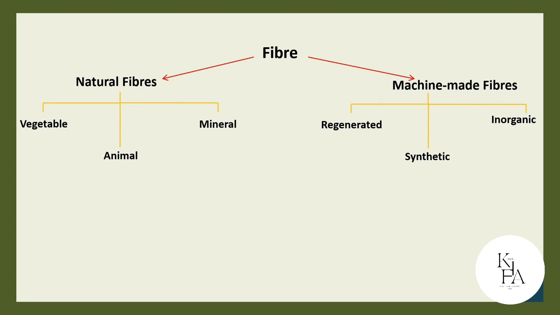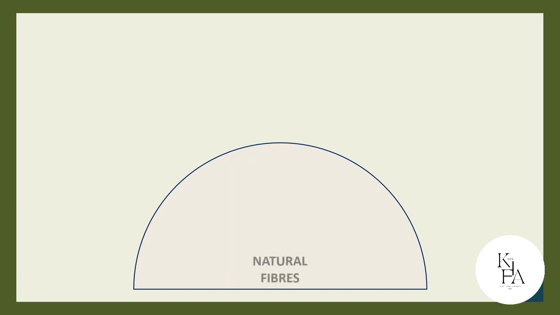Now let us have a look at the classification of natural fibers in detail. They are divided into vegetable, animal and mineral fibers, and I think it will be very clear from the name itself which fiber falls under which category. The fibers that are derived from plants and various parts of the plants are vegetable fibers, and they are further divided depending on the part of the plant from which we get a fiber.